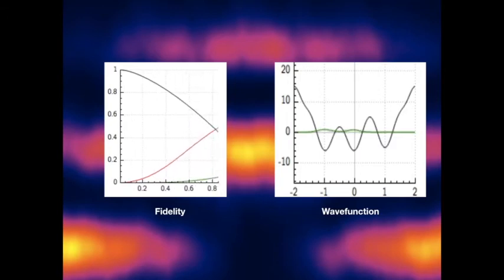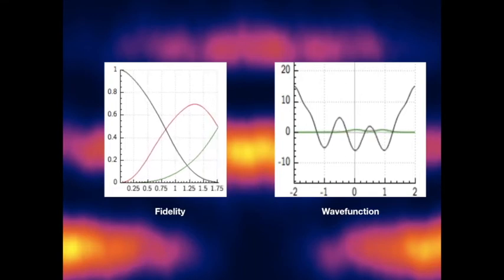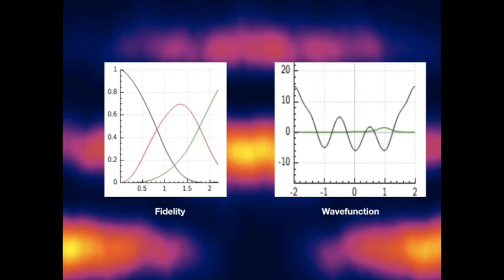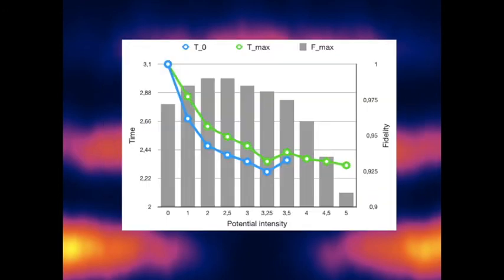We can see on the right how the wave function flows from one pool to the next and how the fidelity changes over time. By changing the potential intensity, we can see how the maximum fidelity changes, and so does the optimal time. And we can see that there's a trade-off between low intensity, which guarantees a higher fidelity, and a higher intensity, which instead returns a quicker time of transfer. So a good trade-off is set between 3 and 3.5 units of intensity.